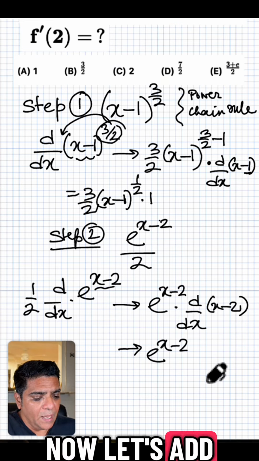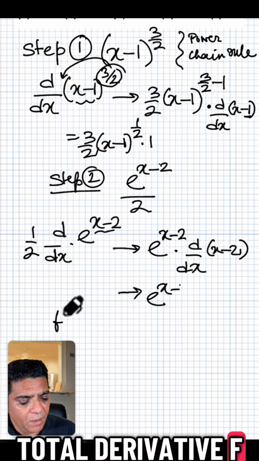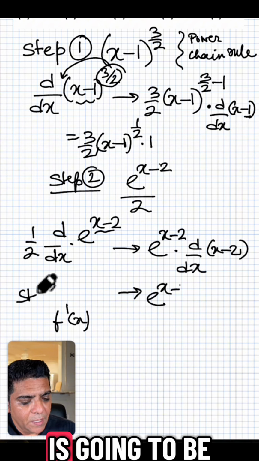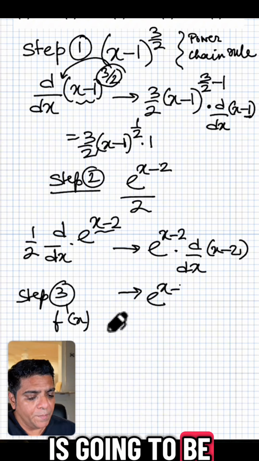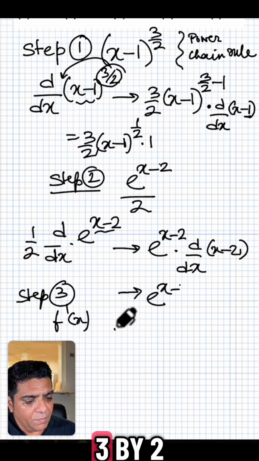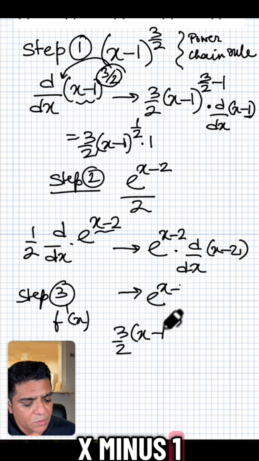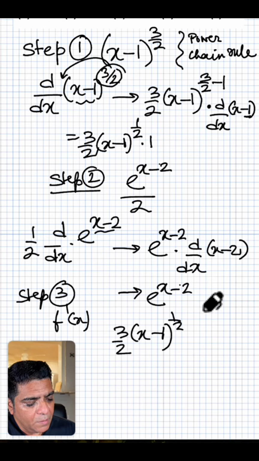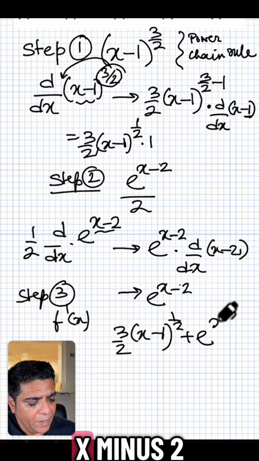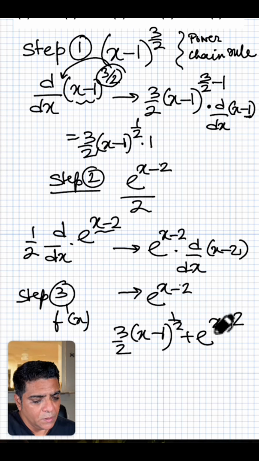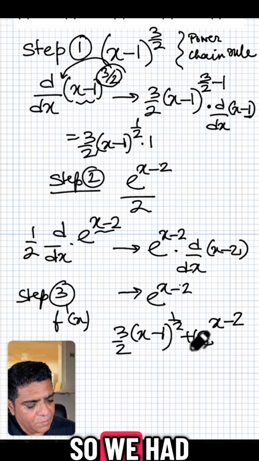Now let's find the total derivative. f prime of x is going to be 3/2 (x − 1)^(1/2) plus e^(x − 2), and we had the 1/2 on that term.